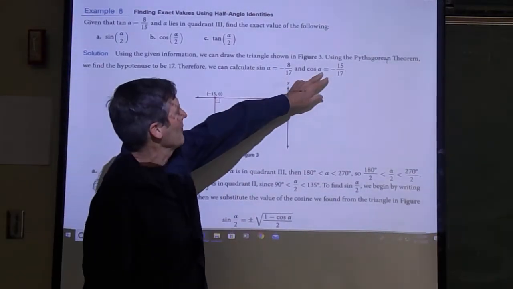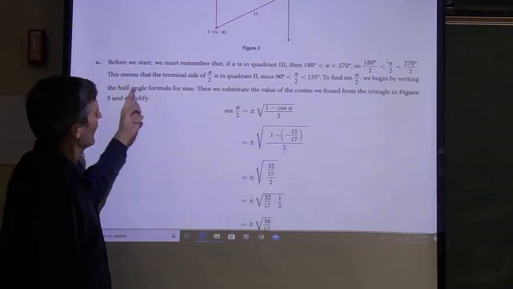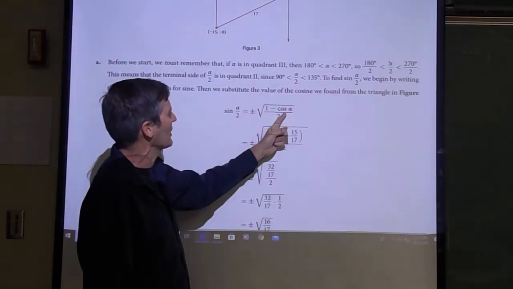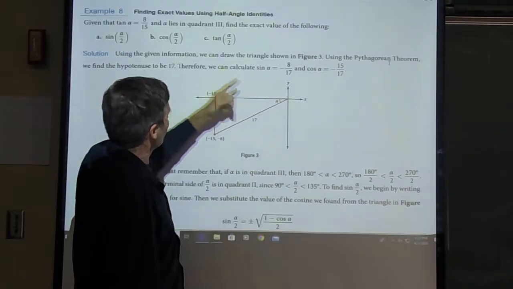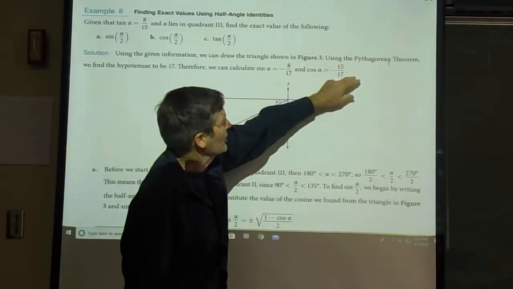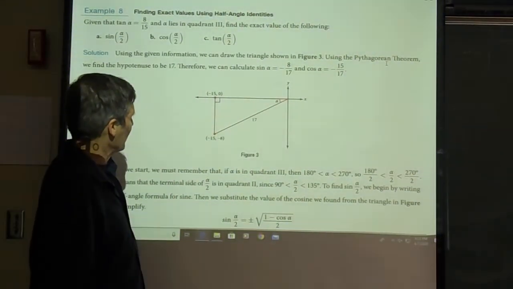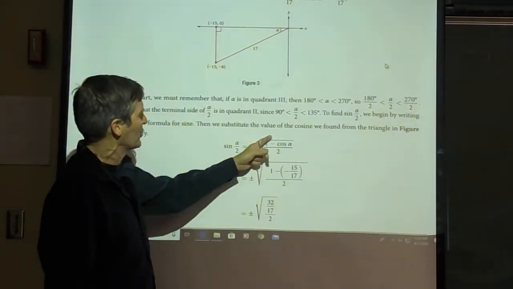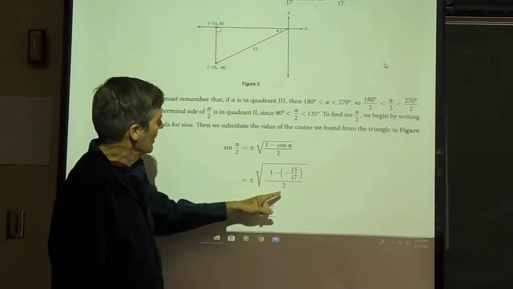All you really needed to evaluate actually was cosine here, because now if you want to evaluate for part A, the sine of alpha over 2, use the half angle identity. It's plus or minus the square root of 1 minus cosine alpha over 2. So here's what you do. Given one trig function, you can find all 6 by drawing a triangle. All you really need is cosine for these half angle identities. So if you calculate that one, then you plug it into the half angle identity. Sine alpha over 2 is plus or minus square root of 1 minus cosine, minus 15/17, all over 2.